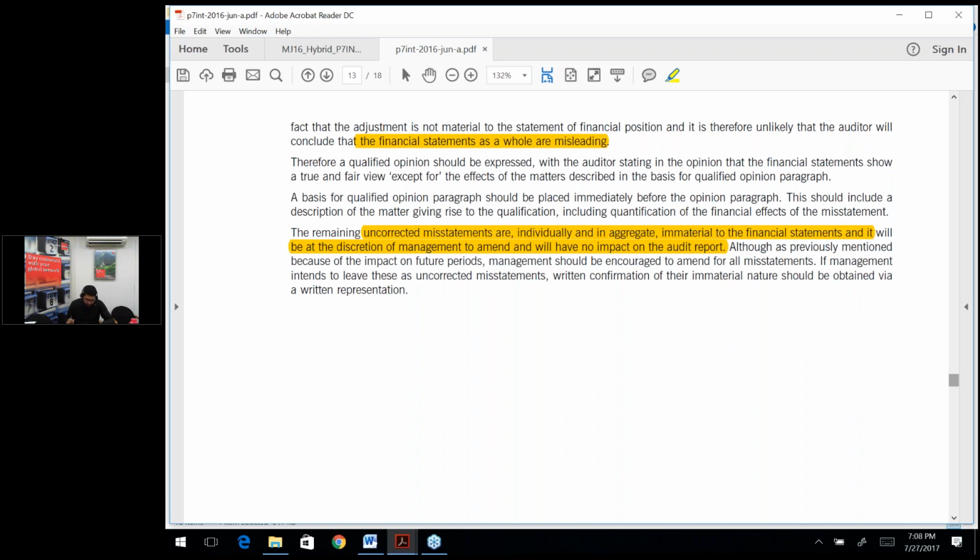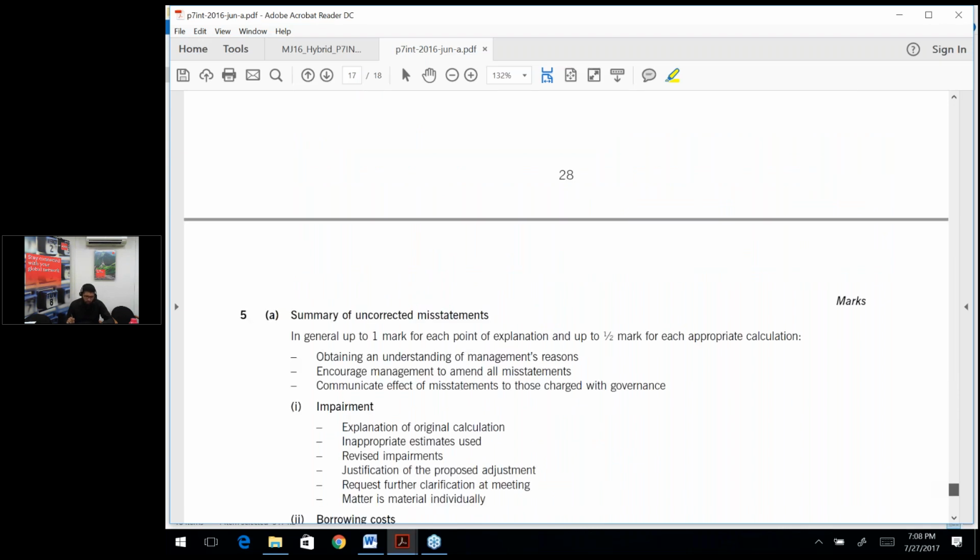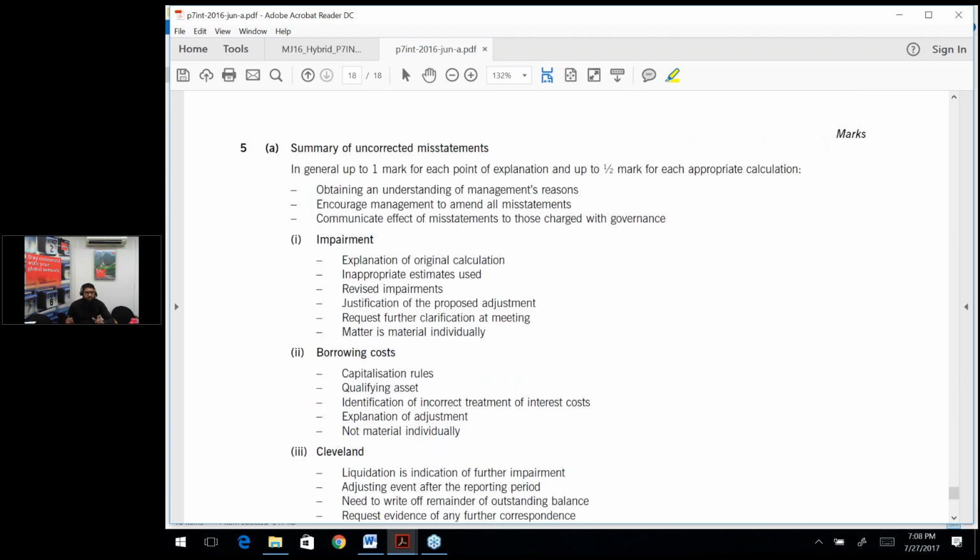Now, a very important thing is the marking scheme. Come over to the marking scheme of the question, because all that you need to do is understand how the examiner is giving marks. It says, in general, up to 1 mark for each point of explanation and up to half a mark for each calculation. So whatever materiality calculations you perform, they're going to give you up to half a mark for that.